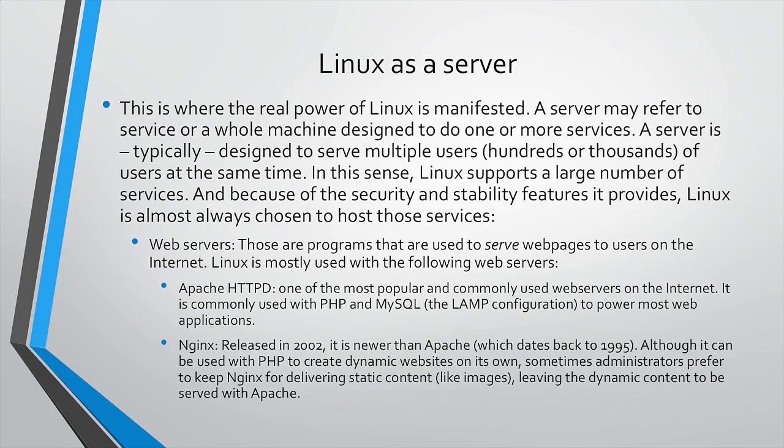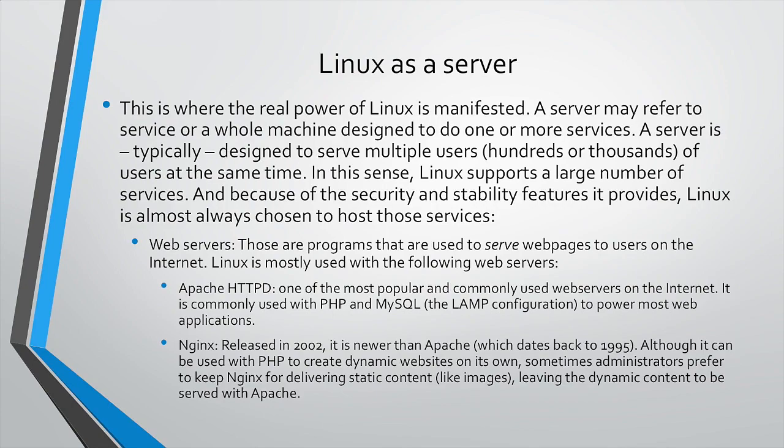Apache is most commonly used with these two components, PHP and MySQL, to create what's called a LAMP configuration. You will often hear this term if you are into web development. LAMP is an abbreviation for Linux, Apache, MySQL, and PHP. This configuration is largely used on the internet to power most of the web applications that we see around, like, for example, WordPress or even Facebook. Facebook uses PHP, and it is powered by Unix and Linux machines.